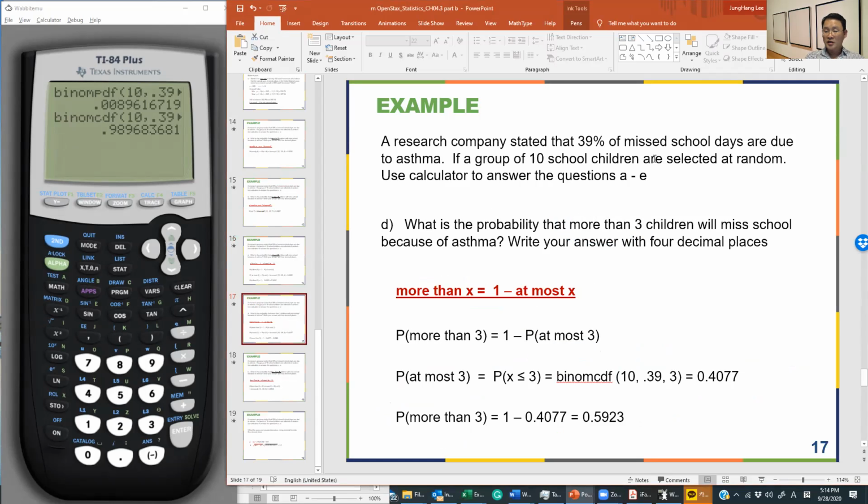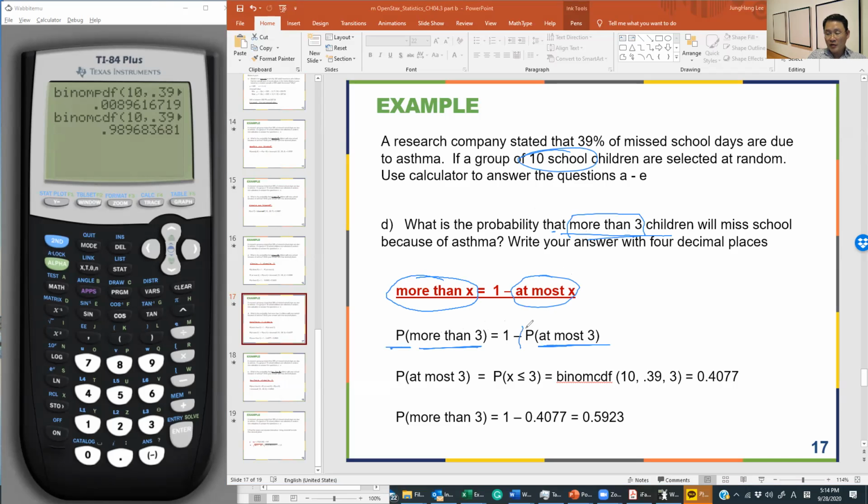What about this one? It says no more than, I mean more than 3 children out of 10. So how do you deal with more than a certain number x? Well, you do 1 minus at most this same value right here. If you want to find the probability of more than 3, then you do 1 minus at most 3.